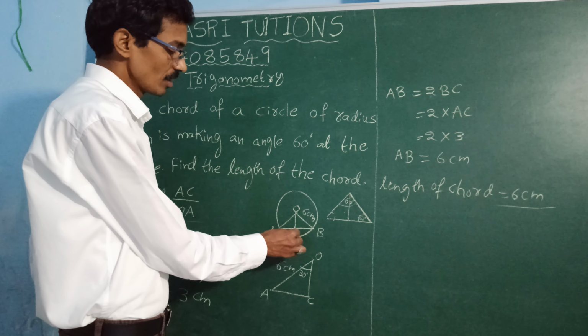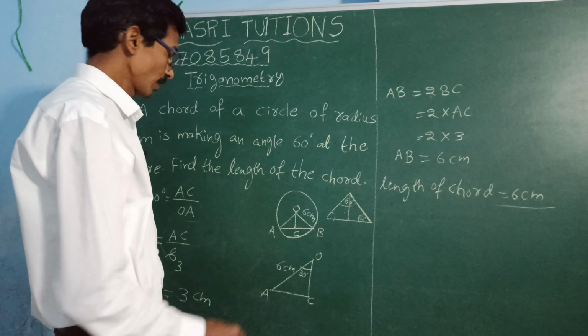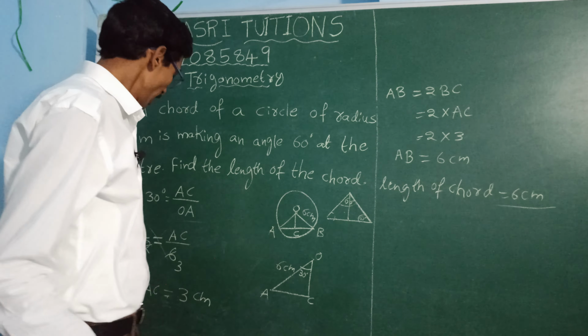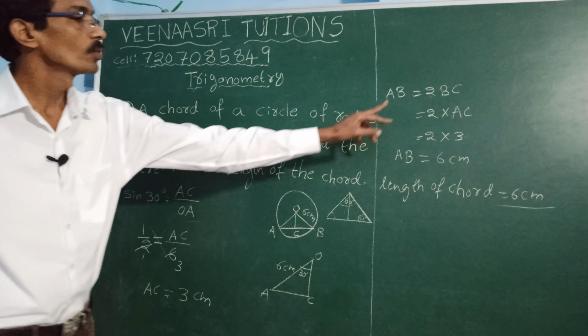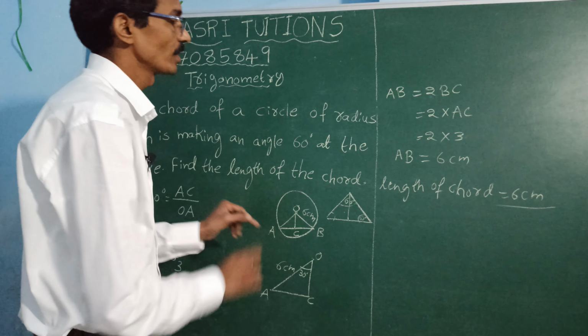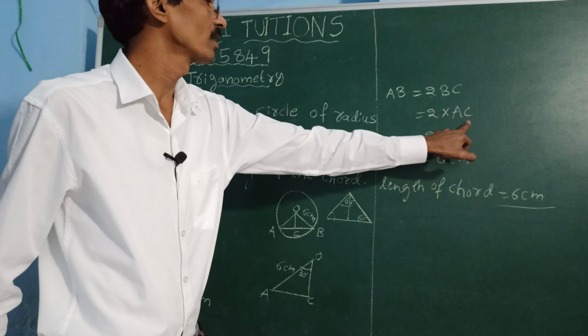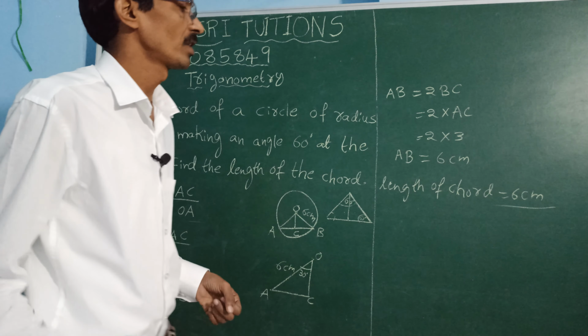So C is bisecting this line. By using the trigonometry sin 30, you got the answer. Next, AB is equal to 2 BC or 2 AC. So AC you got as 3, and 2 times 3 is 6 centimeters.